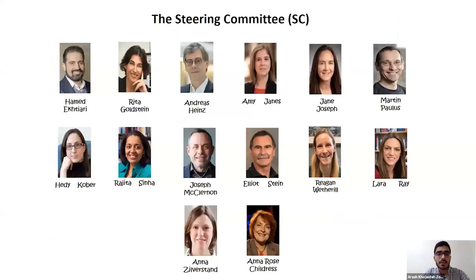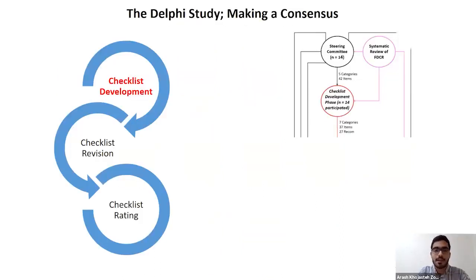So as you can see here, these professionals made up the core team in the consortium and led the whole Delphi study process regarding making the consensus with the help of others, which I'm going to discuss about the methodological aspects of the Delphi study in my next few slides.